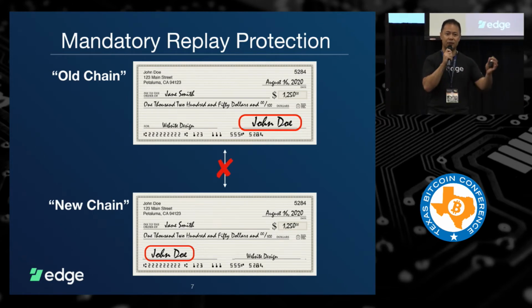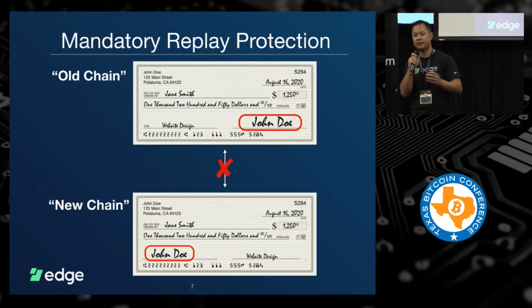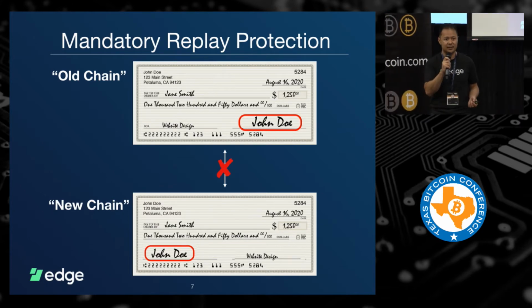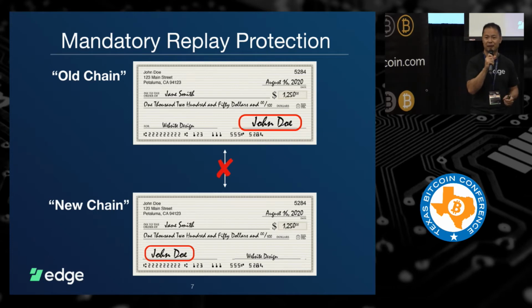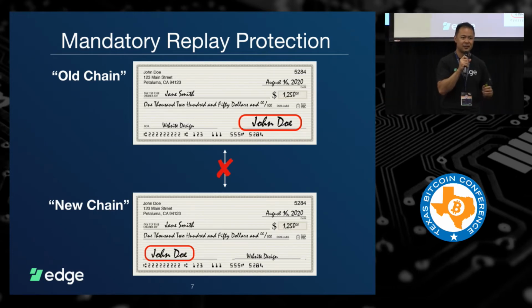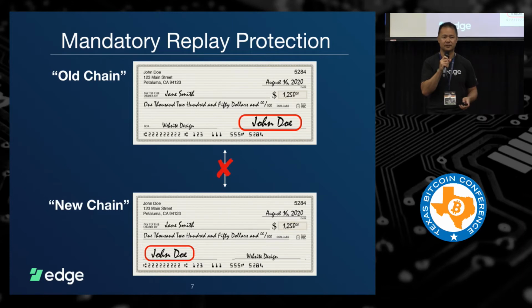You do that, then any check you write in the old system is not valid in the new, and vice versa. It's as simple as that. It's mandatory. So no matter what you do, you're automatically protected against a replay. You can use the conventional software, your conventional checkbook that you've had for 10 years, just cut and sign checks, and you know they're only going to the old system.